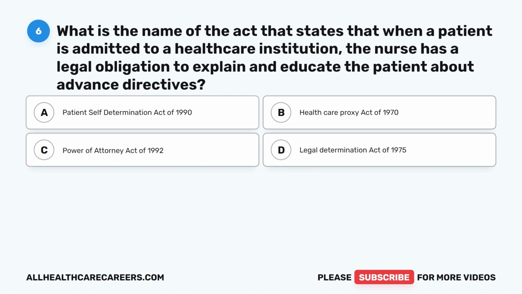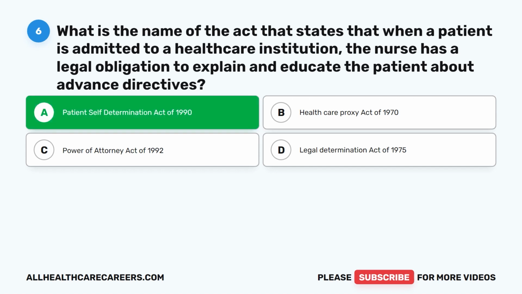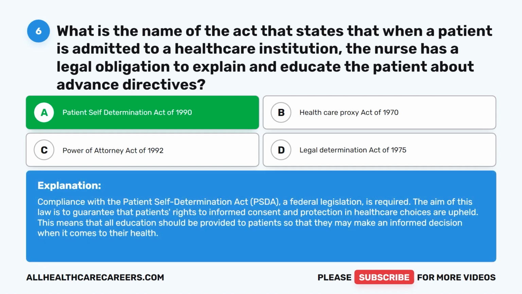Question 6. What is the name of the act that states that when a patient is admitted to a healthcare institution, the nurse has a legal obligation to explain and educate the patient about advanced directives? A. Patient Self-Determination Act of 1990. B. Healthcare Proxy Act of 1970. C. Power of Attorney Act of 1992. D. Legal Determination Act of 1975. The correct answer is A. Patient Self-Determination Act of 1990. Compliance with the Patient Self-Determination Act, PSDA, of federal legislation is required. The aim of this law is to guarantee that patients' rights to informed consent and protection in healthcare choices are upheld. This means that all education should be provided to patients so that they may make an informed decision when it comes to their health.